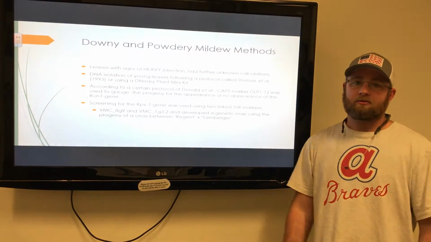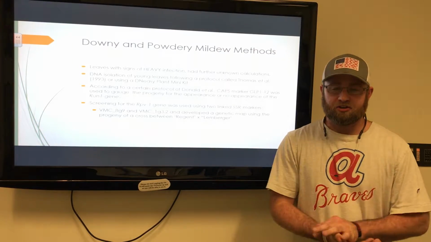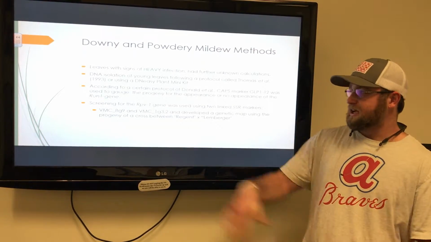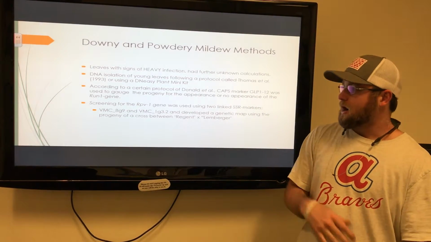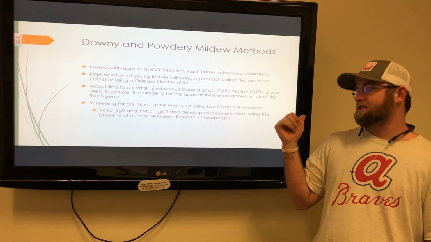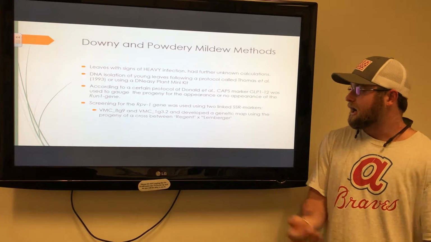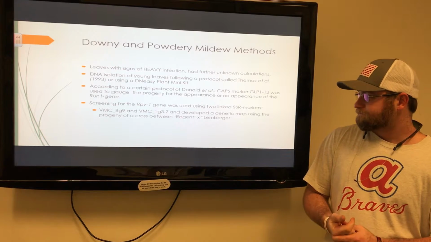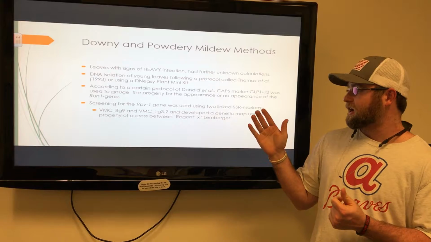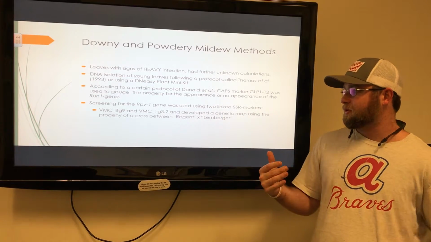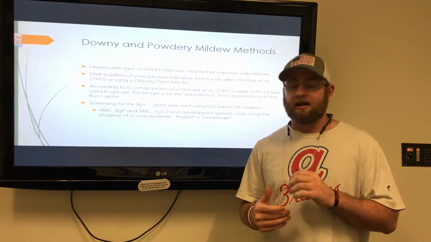So for downy and powdery mildew methods, they did a DNA isolation on young leaves, and how they did this is they used a DNeasy Plant Mini Kit from Thomas et al. I couldn't find much information on that, so for the next slide I have a brief description of the DNeasy Plant Mini Kit just to show you how it went down. They found related markers for both the RUN1 gene and the RPV1 gene, which is related to the mother varietal, the VRH.